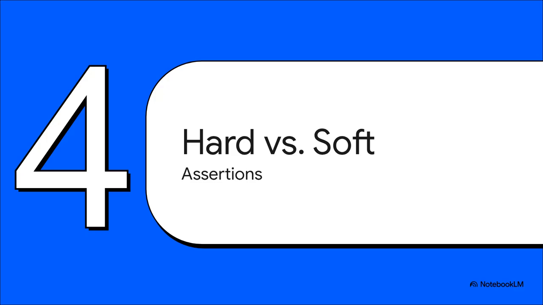Okay, but things get even more interesting. See, not all failures are the same. Sometimes you want your test to stop dead in its tracks the second something goes wrong. But other times, you might want to find all the problems before you stop. And that brings us to the difference between hard and soft assertions.